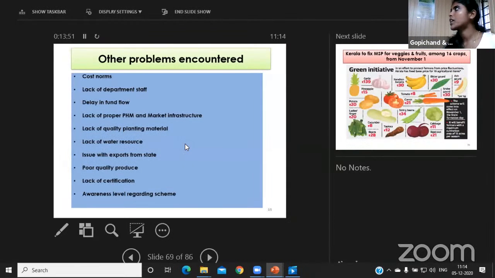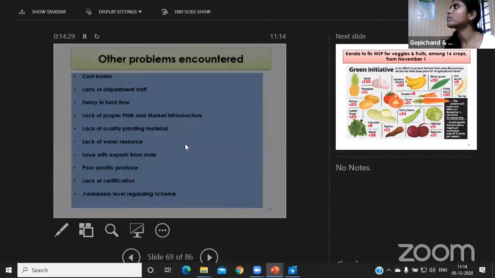And other problems encountered, meaning cost norms. Some of the farmers have the opinion that the subsidy rate has to be revised based on the investment cost of all the components. And in the horticulture department, there is lack of department staff and delay in the fund flow, and lack of proper post-harvest management and market infrastructure, lack of quality planting material being provided, lack of water resources, issues with exports from the state, poor quality produce, lack of certification, and less awareness regarding the scheme.